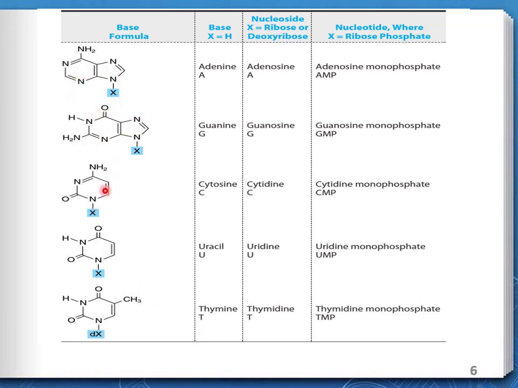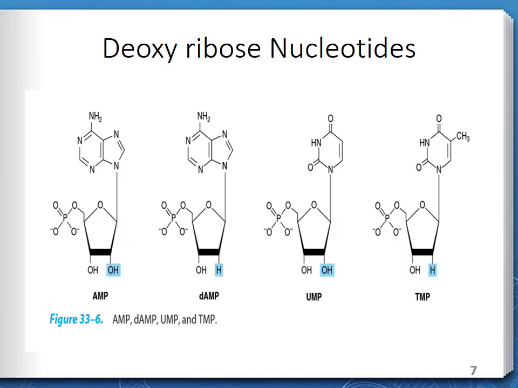If we have a nucleotide in DNA, the nitrogen base will be conjugated with deoxyribose sugar. So we have adenine and deoxyribose sugar and a phosphate group.